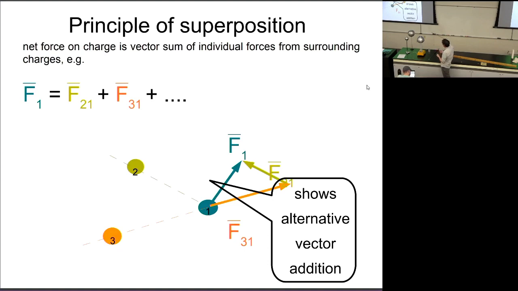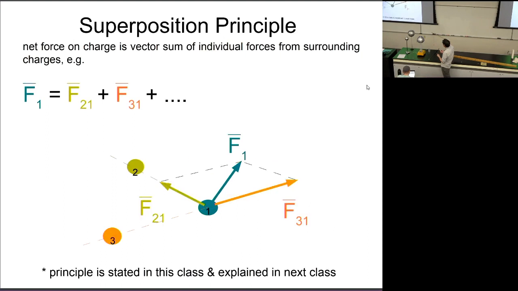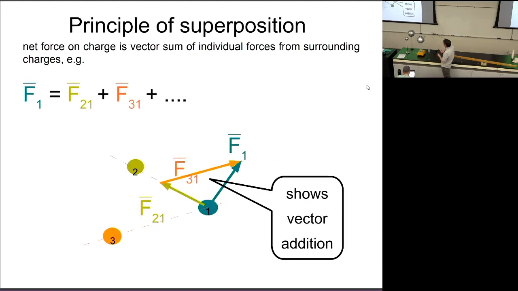But whether you do it this way round, or this way round, the resulting force is the same. Like if I add 1 to 2, I'm going to get 3. If I add 2 to 1, I'm also going to get 3. The same thing with vectors. If you add vector 1 to vector 2, you're going to get a resultant. But if you added vector 2 to vector 1, you also get the same resultant. So you can do it in whatever order you like.